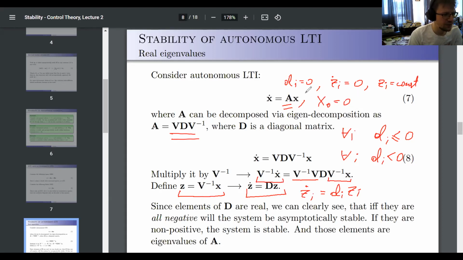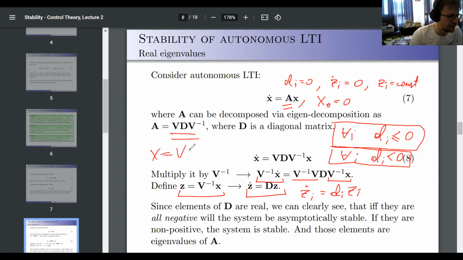All I'm trying to say is every node of the system will be stable as long as this holds, this or this. This is good enough for stability. This is good enough for asymptotic stability. And why is talking about z giving us information about x? Well, because we know that x is just V times z, because of this definition. So if z is stable, then x is stable, because there is a map between them.